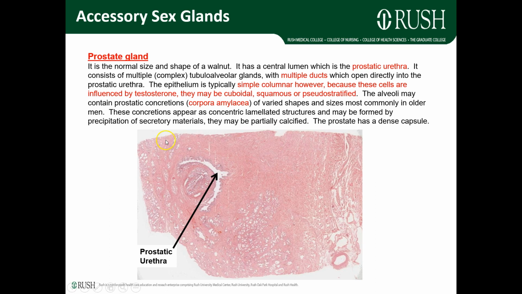The other thing to note here is that the alveoli within the prostate contain what's known as the prostatic concretions, and they would appear more or less like concentric circles, and they vary in shape and size, mostly seen in older individuals. These concretions, basically, there's no real reason why they're there, but they are partially calcified, so they actually help you to identify that you are in the prostate gland. The prostate itself does have a dense capsule around it.